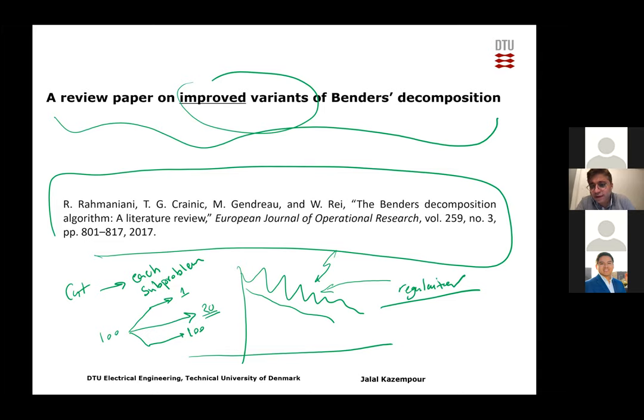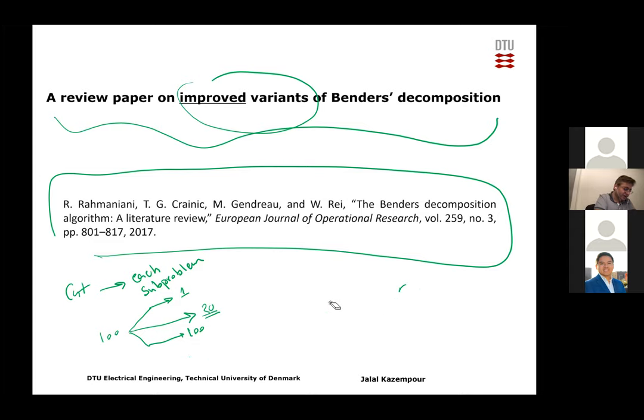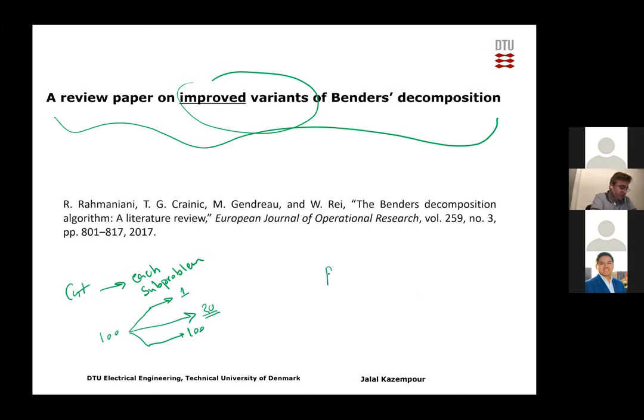Then Abulfaz said, what is our problem if our subproblem has binaries? Well, we can't use Benders. That's the clear answer. There are other approaches that I'm not going to cover in this course. There is something called primal Benders. It's a bit tricky approach. You need to duplicate a lot of subproblem constraints in the master problem, but it's also an approach. It may work if your subproblems have binaries.